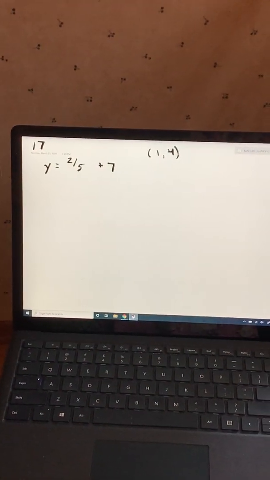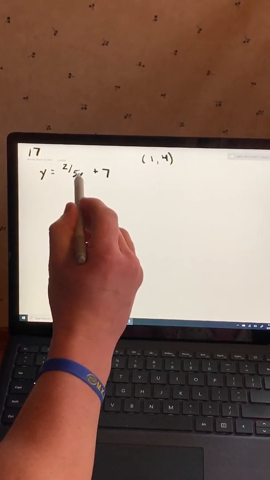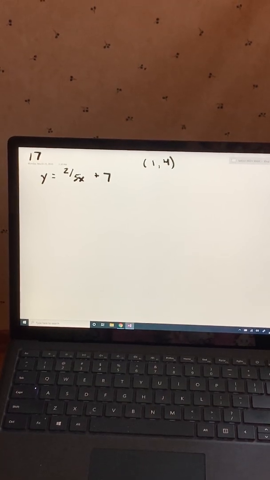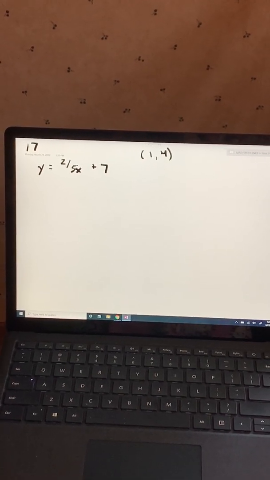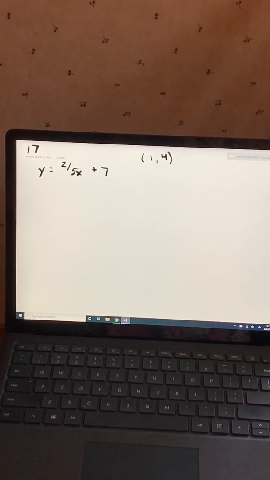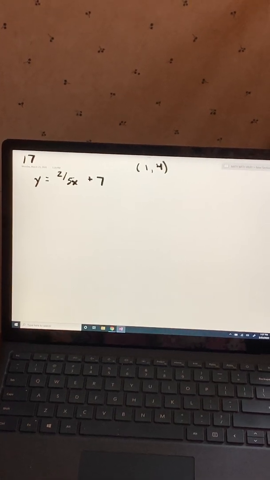Okay, I have created a problem. As you can see, it is very similar to question number 17 on the semester final. y equals 2/5 x plus 7 is what I've used as a very similar problem. They've given you the point (1, 4), and we're going to get started. First and foremost, we have to start with what our slope is.